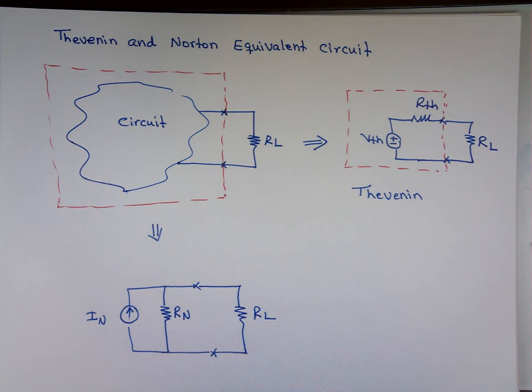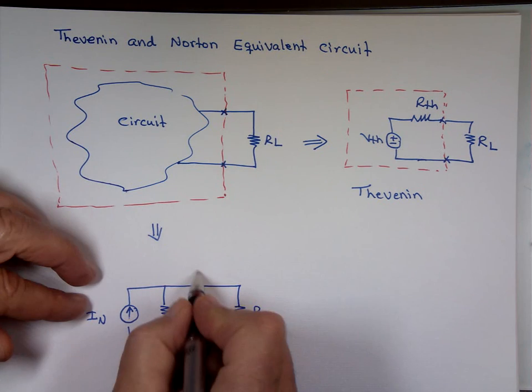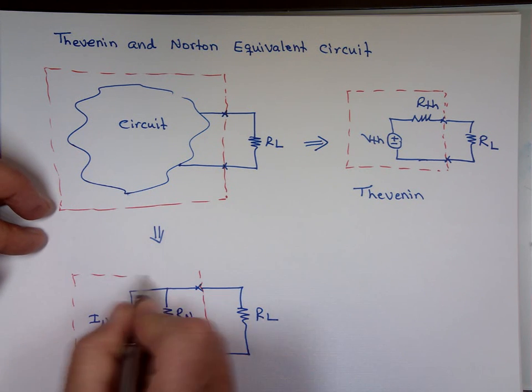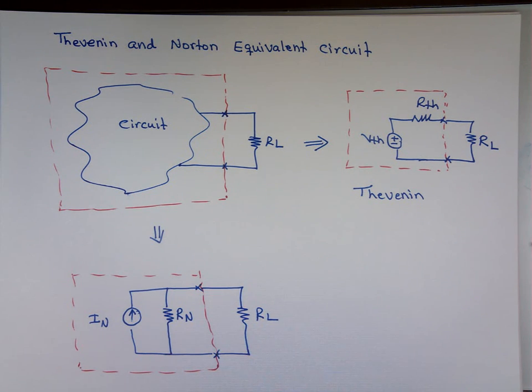So this is the Norton equivalent. What's inside this box, we're going to replace it with this one. And again, how do you find I Norton? How do you find R Norton? We'll get to that later.